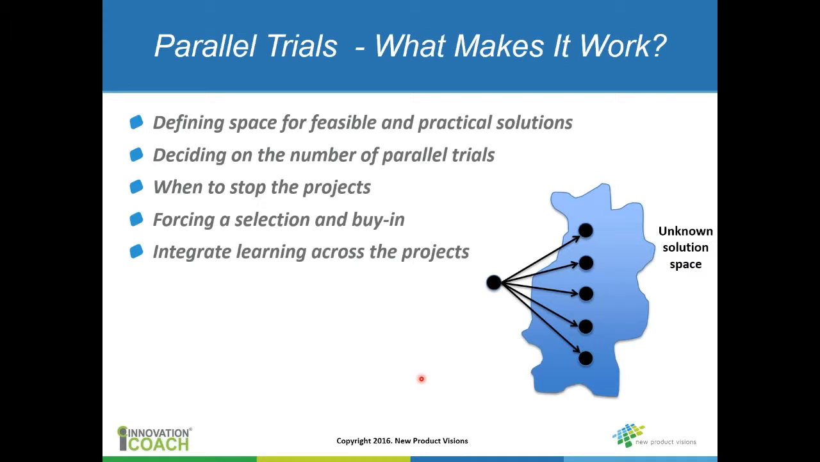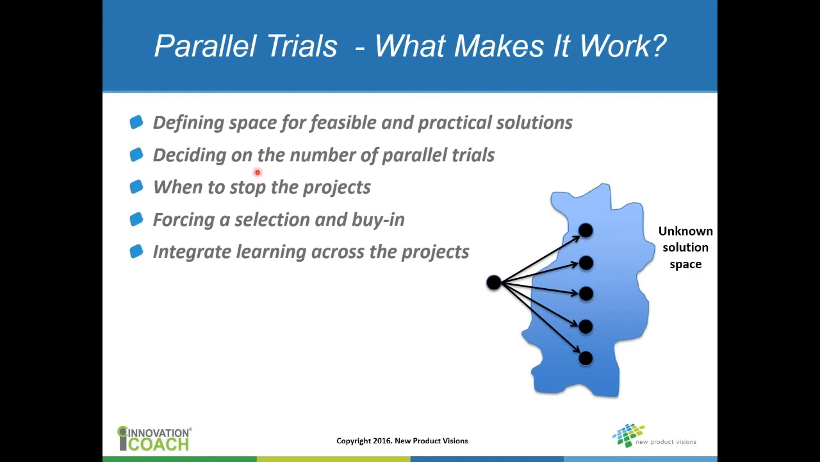Okay, so the second concept that we use in ferreting out unknown unknowns is this concept of parallel trials. And again, this graphic shows what we're talking about here. You're running multiple experiments in parallel. There are some key things that you have to consider. First, you have to define some space for the feasible and practical solutions. That becomes more important in parallel trials because you can't run an infinite number of trials. You're going to have to decide how many you can really affordably run, and that's going to come back to understanding what the feasible space really is.